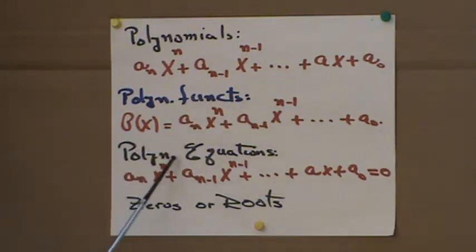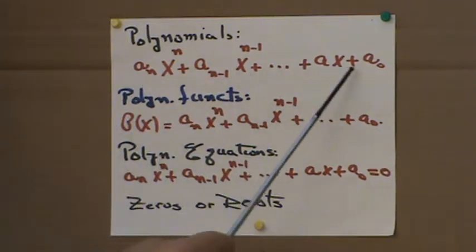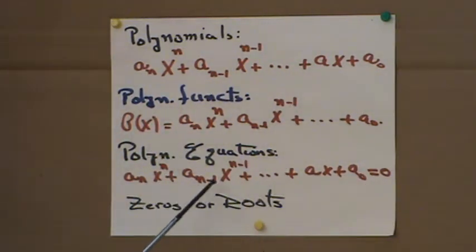And then a polynomial equation is the same expression set equal to 0. When we are looking for the values of x that make this expression true, which is a conditional statement, that make it equal to 0, they are called zeros of the polynomial. They are called roots of the polynomial. So we are now familiar with polynomials.